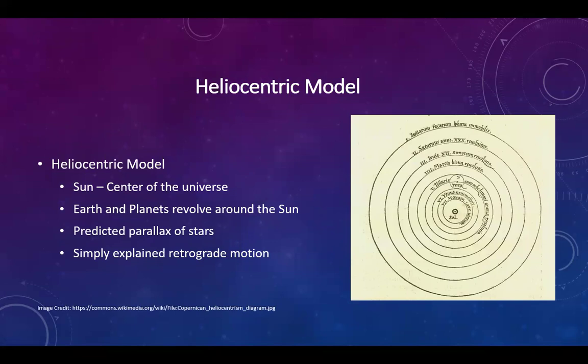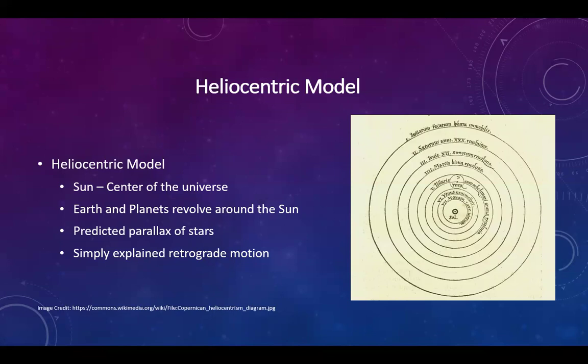So the heliocentric model put the sun at the center of the universe. The Earth and the planets revolved around the sun. One of the big things that it predicted that no one saw was parallax of stars. If the Earth is traveling around the sun, when the Earth is on one side of the sun, as opposed to the other side of the sun, you'd see slightly different positions of the stars against the background.